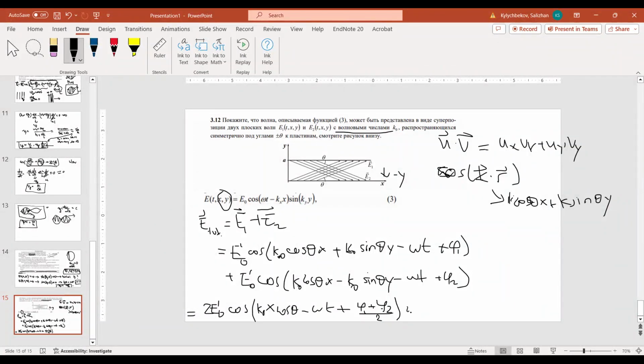And the second cosine term is what? It is their subtraction divided by 2. When you subtract, the x terms cancel out. These terms become minus k0 y sine theta. Again it becomes 2, but when you divide by 2, the 2 disappears. And omega t cancels out because minus omega t minus minus omega t cancels. And this one becomes plus phi1 minus phi2 divided by 2.